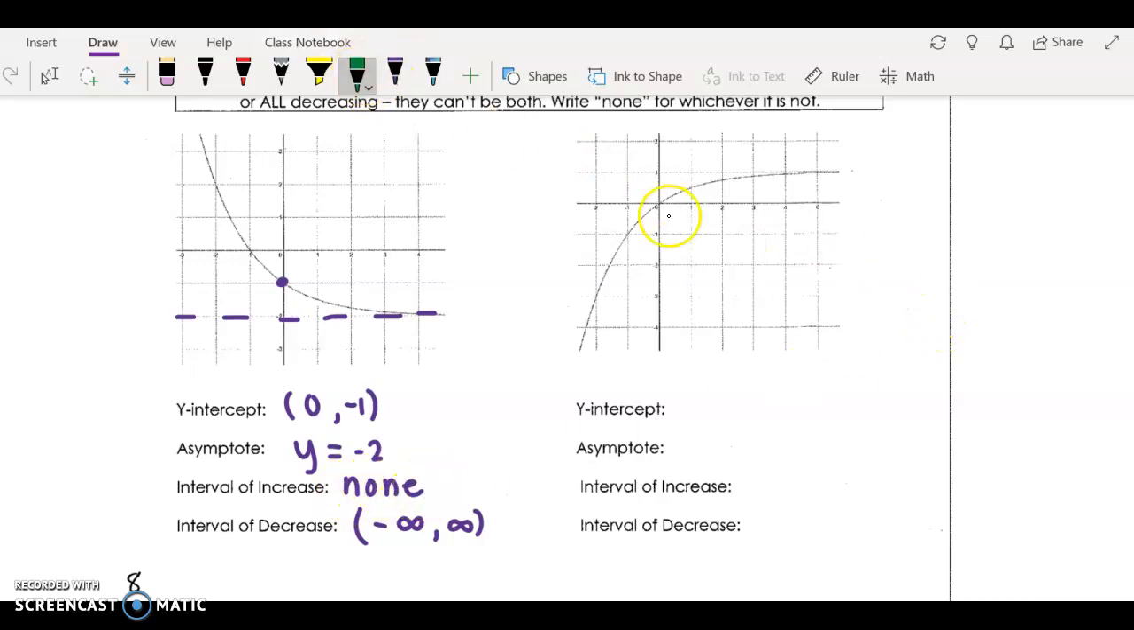For our next example, the y-intercept is (0, 0). The asymptote goes flat here at y equals 1. The interval of increase is the entire graph. The entire graph is going uphill from negative infinity to positive infinity, left to right, and there is no interval of decrease.